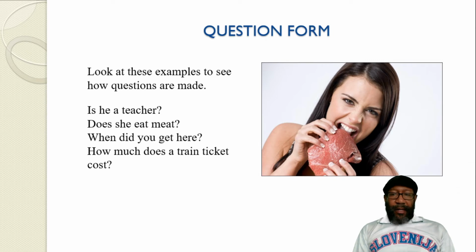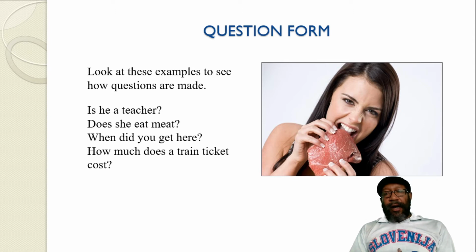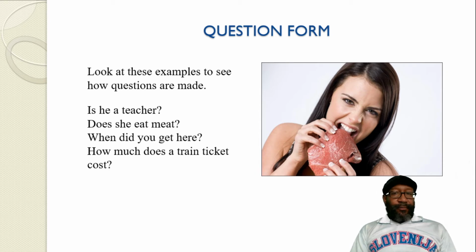We also have, when did you get here? We have when, which is called the interrogative pronoun or WH pronoun. And you also have, how much does a train ticket cost? So how much is an expression that can come before the auxiliary verb or the verb to be when you are dealing with question form.